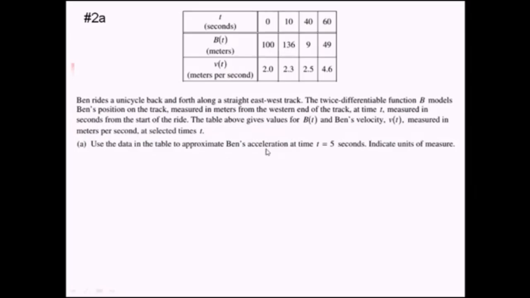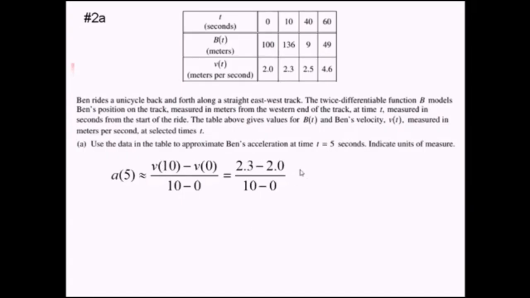All right, so to get the acceleration approximated, we need to find the average rate of change of velocity. Acceleration is the rate of change of velocity, so if we find the average rate of change of velocity on an interval that has time 5 in it, we'll be approximating Ben's acceleration. The best interval to use is 0 to 10. We could use 0 to any of these and still get credit, but why not pick the smallest interval? So I'm going to write that a of 5 is approximately equal to the average rate of change from 0 to 10. So that's v of 10 minus v of 0 over 10 minus 0. And v of 10 is 2.3 minus 2.0.